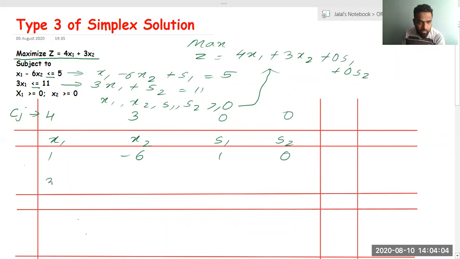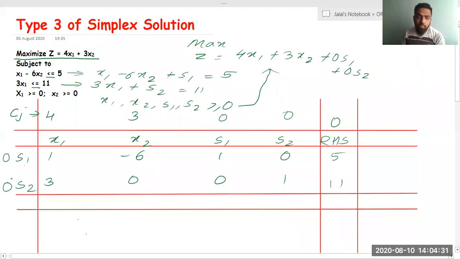Next will be 3, then x2 is 0, since it is 3x1 only. So 3 for x1, then 0 for x2, then 0 for s1, then s2 is equal to 1. I'll also put the RHS, the right hand side. And what are the values of RHS from the constraints? 5 and 11. Since s1 and s2 form the basic variables, we will add s1 and s2 here, with the initial values of s1 and s2 equal to 0. This is not from the constraint equation; this is actually from the z equation. Whatever we put at the end is all about z.